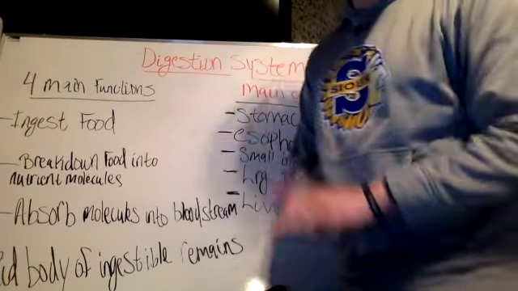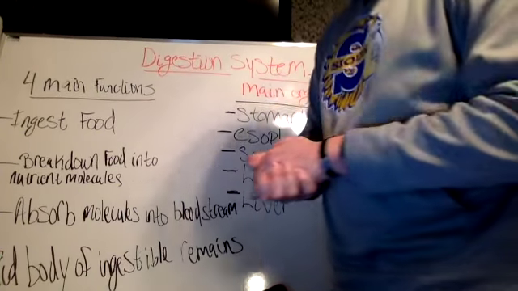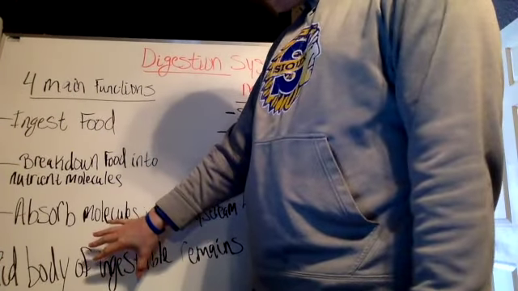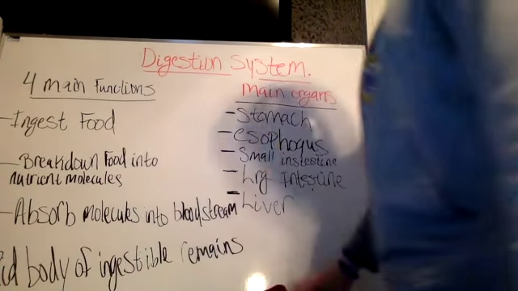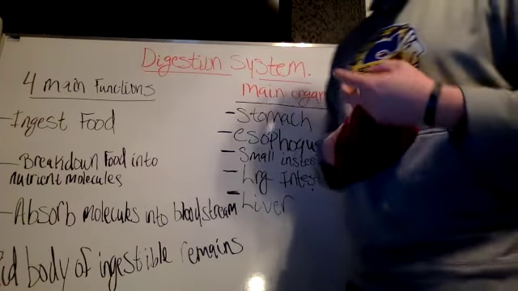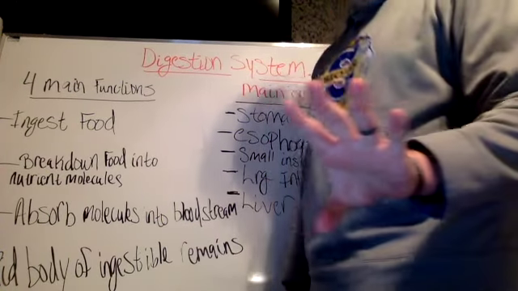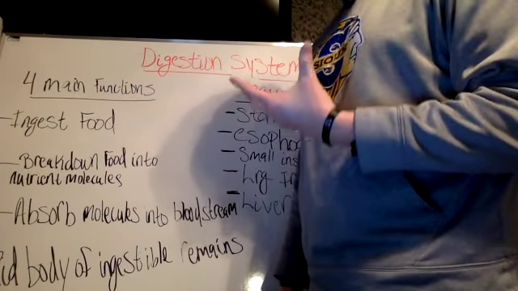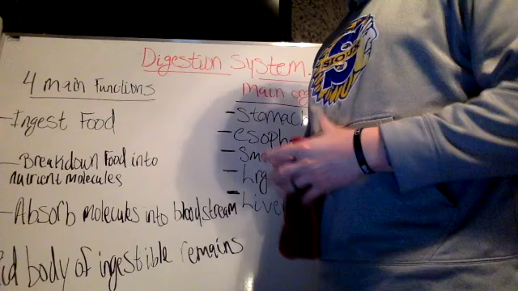Now, I'm going to go over some of these. I already went over it. There are 4 stages of food processing. So these are the 4 main functions of the digestion system. Okay. Now, there are 4 main stages of food processing. In other words, once we get food into our body, this is what happens next.